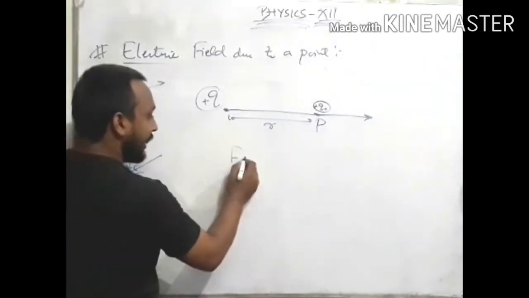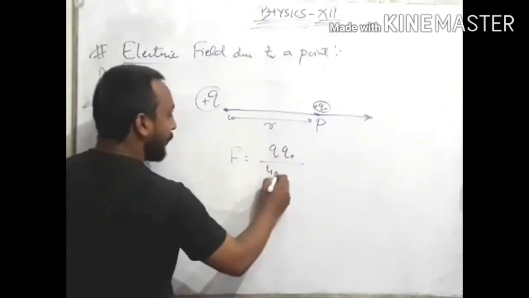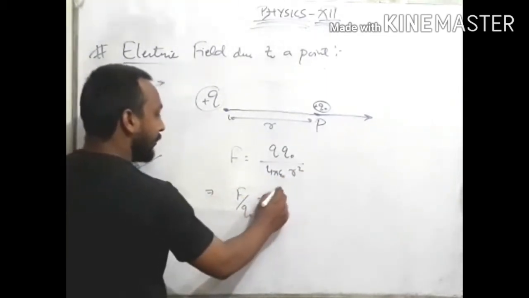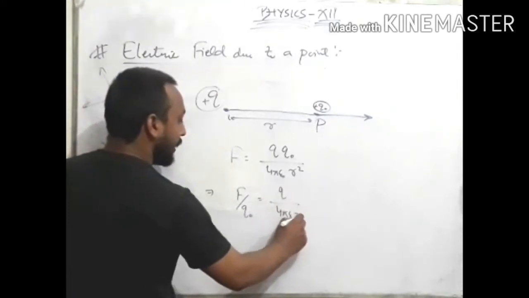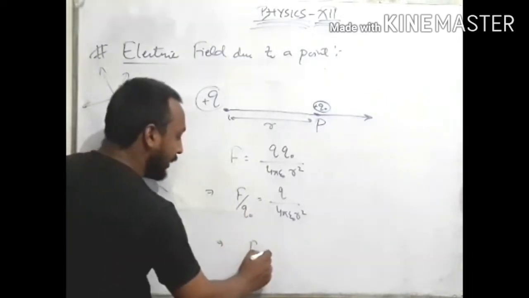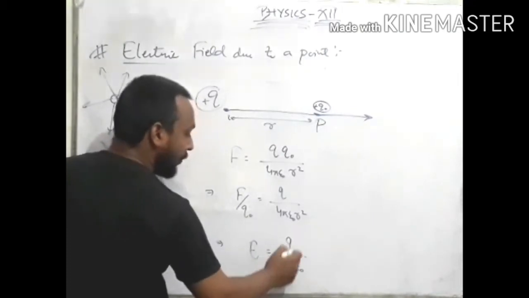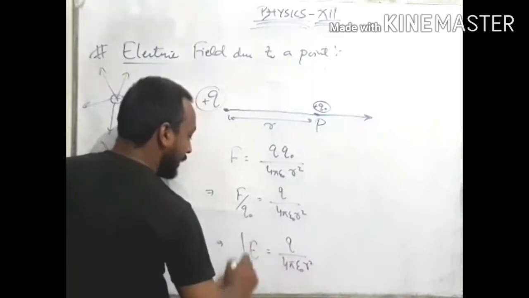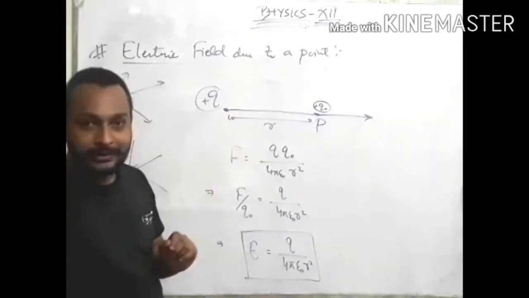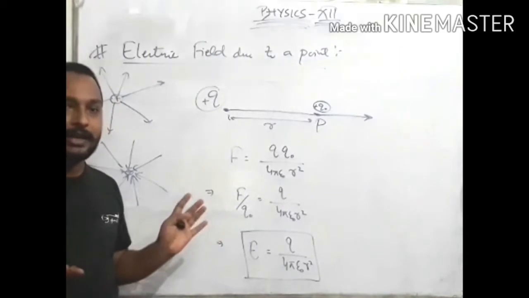Now we can see that the force at the point is Q into Q naught divided by 4 pi epsilon naught r square. If I take F by Q naught, that will be Q upon 4 pi epsilon naught r square. And you know well this F by Q naught is actually the electric field, as explained in the introduction. So E is equal to Q upon 4 pi epsilon naught r square. This is the value of the electric field at a point P due to the given charge. This is the easiest topic, the simplest concept that you have to understand and know.